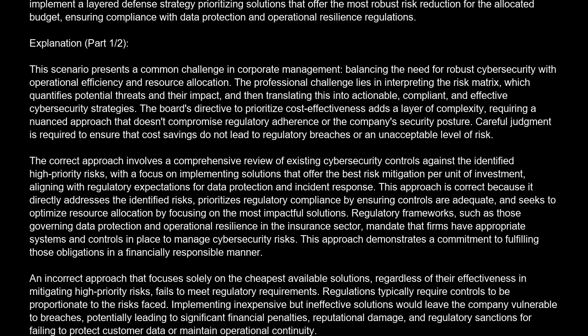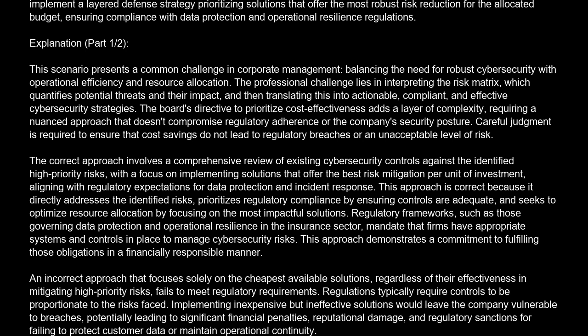The correct approach involves a comprehensive review of existing cybersecurity controls against the identified high-priority risks, with a focus on implementing solutions that offer the best risk mitigation per unit of investment, aligning with regulatory expectations for data protection and incident response. This approach is correct because it directly addresses the identified risks, prioritizes regulatory compliance by ensuring controls are adequate, and seeks to optimize resource allocation by focusing on the most impactful solutions.